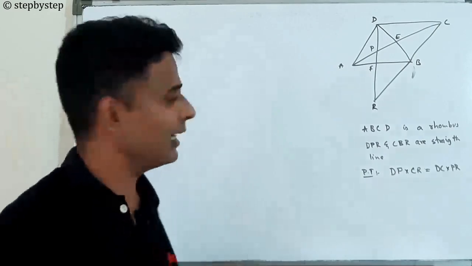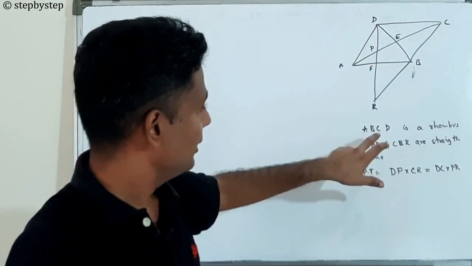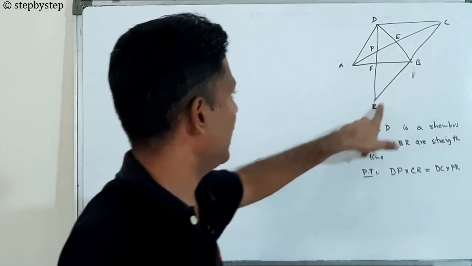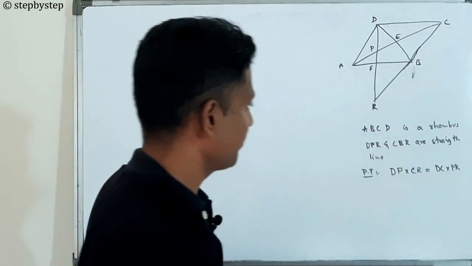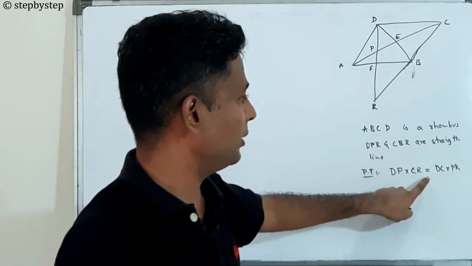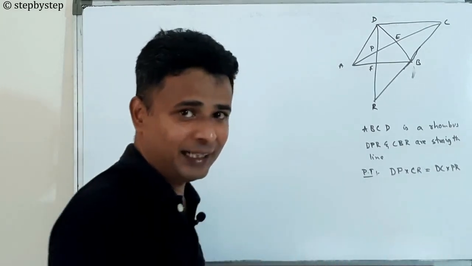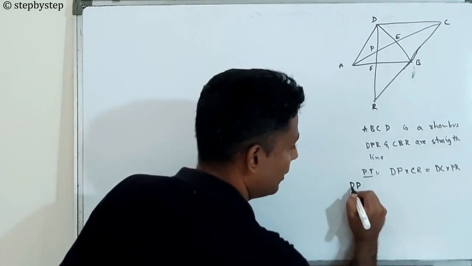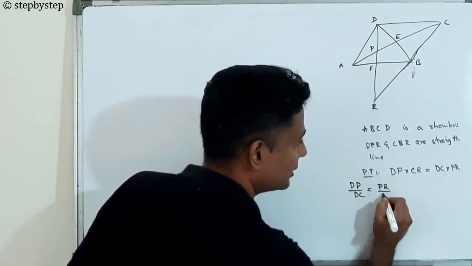Now the fifth and the last question in the test, they have said ABCD is a rhombus and DPR and CBR are straight lines. So this is a straight line, right? And they have asked you to prove DP into CR equal to DC into PR. Now from the technique that I have taught you till now, one is you could have taken DP by DC equal to PR by CR.